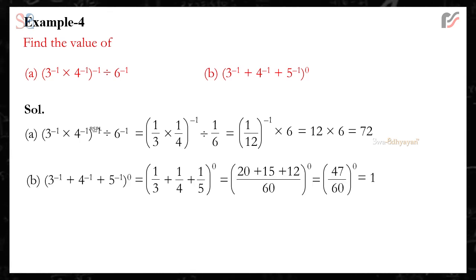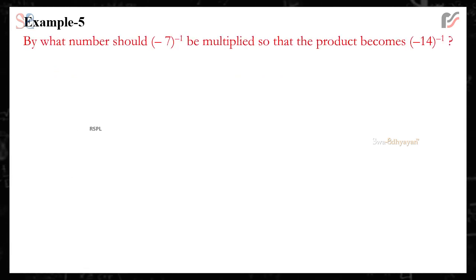B. (3^(-1) + 4^(-1) + 5^(-1))^0 is equal to (1/3 + 1/4 + 1/5)^0, which is equal to ((20+15+12)/60)^0, which is equal to (47/60)^0, which is equal to 1.